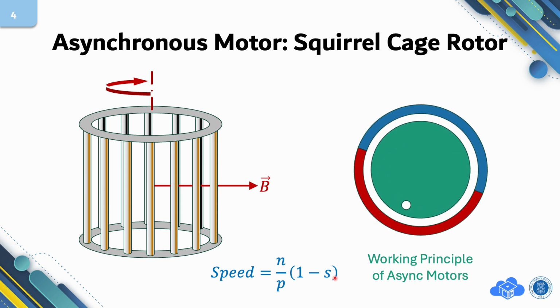This motor is more reliable than the synchronous motor because there is no slip ring. The current that occurs on the squirrel cage rotor is generated by induction.